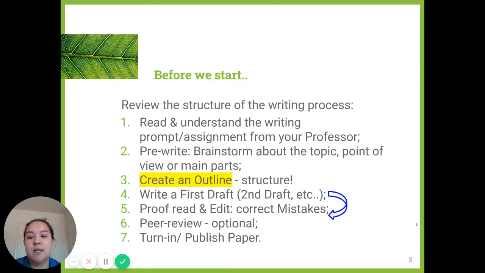So keep in mind, steps 4, 5, and 6 can be repeated several times. You write first draft, then you write second draft, and as many as you like, as long as you have enough time to do so. So we would repeat steps 4, 5, or 4, 5, and 6 in a cycle until we have the most desirable result.